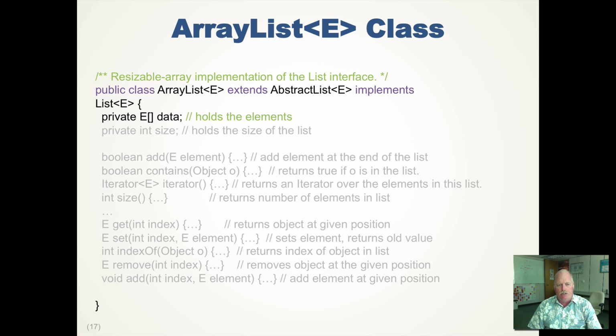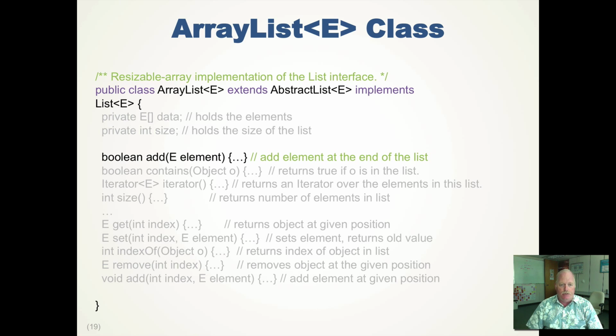Now the length of the data array is always going to be greater than or equal to the size of the list. So we need to keep track of the size of the list. We have an add element that in the collections interface, you just add it to the collection. Well, in the list, we add it to the end of the list.